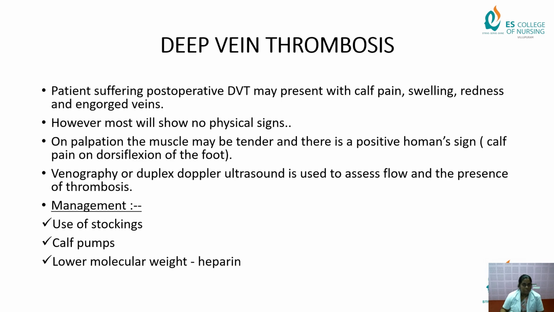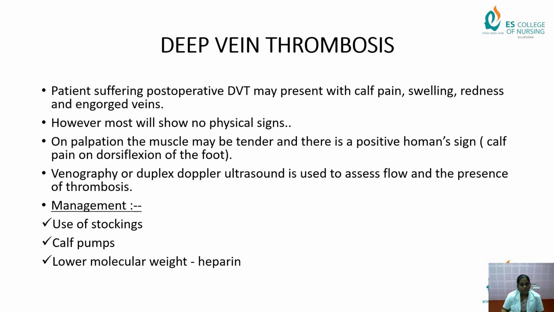Deep vein thrombosis. This is one of the complications that prolongs the stay in the post-op ward. Patients suffering from post-op DVT may present with calf pain, swelling, redness and an engorged vein. However, most will show no physical signs. On palpation, muscles may be tender. There is a positive Homans sign. We can check the Homans sign, calf pain on dorsiflexion of the foot, for deep vein thrombosis.